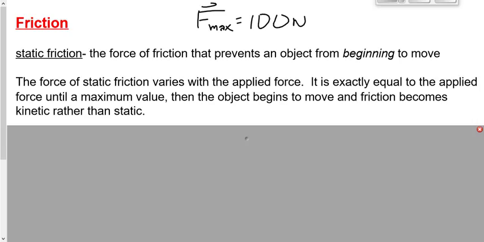So static friction is that stubborn force. That pain in the butt force. That force that does whatever I do until it gives up, until I win. Right? Okay, Jacob is the force of static friction. He's that stubborn force. Okay?